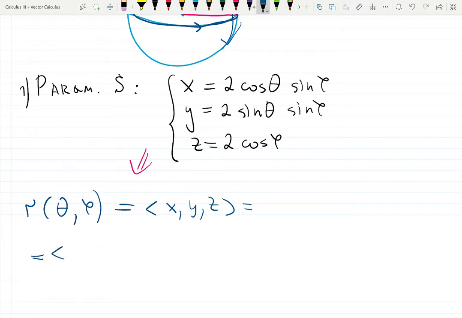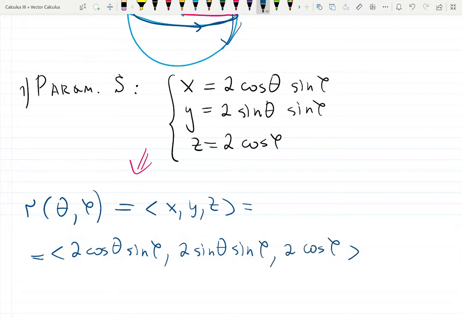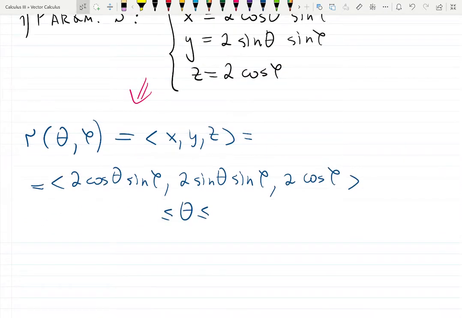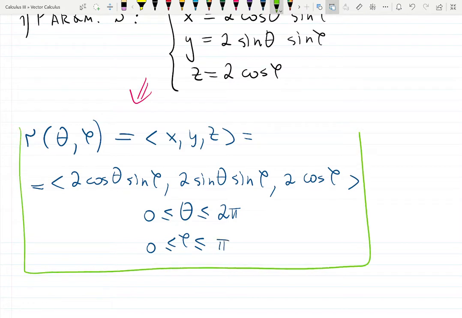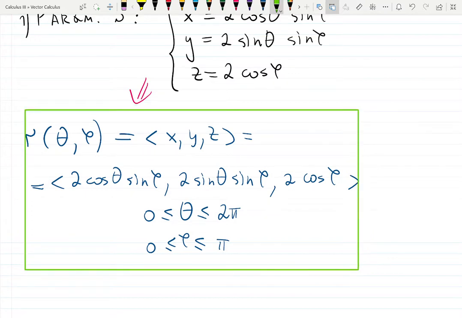In terms of theta and phi: 2 cosine theta sine phi, 2 sine theta sine phi, 2 cosine phi. Close it, where you describe each parameter, and that is a parametrization. So as you can see, it's not too bad, especially if the shapes are very typical, theta from 0 to 2 pi, phi from 0 to pi. That is a parametrization. Like so. Find theta and phi.